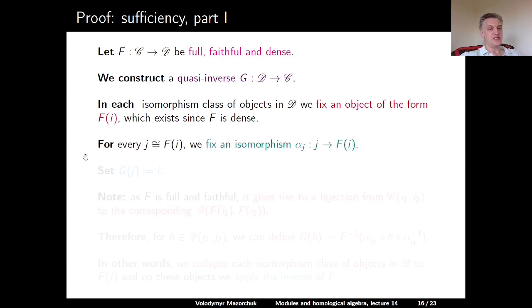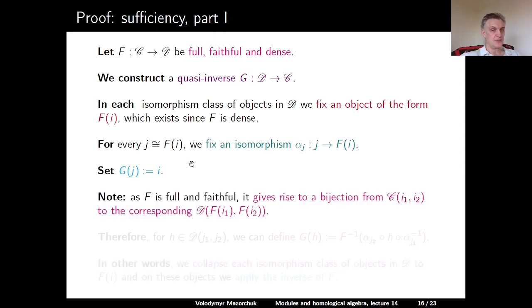Now for any object J in D, which is isomorphic to this fixed F of I, we fix an isomorphism alpha J from J to F of I. So we have done now many choices. We fixed an object in each isomorphism class, and for each object isomorphic to this fixed object, we fixed an isomorphism between them. So now we define G. So we set G of J to be equal to I under this assumption.